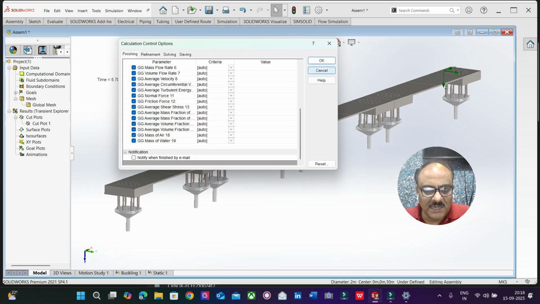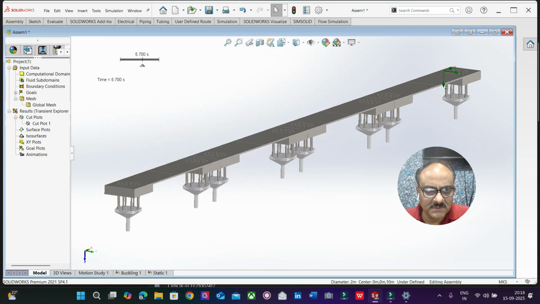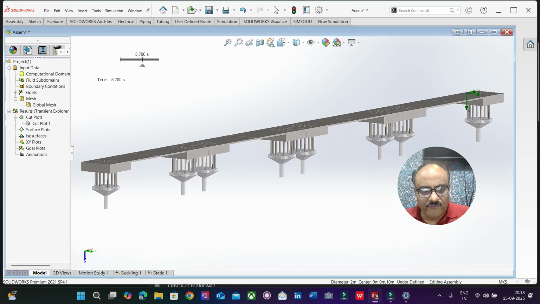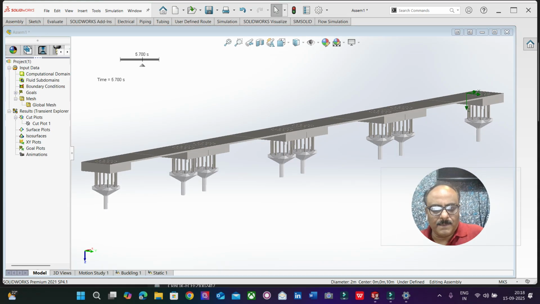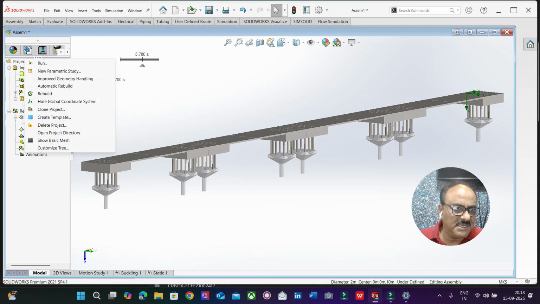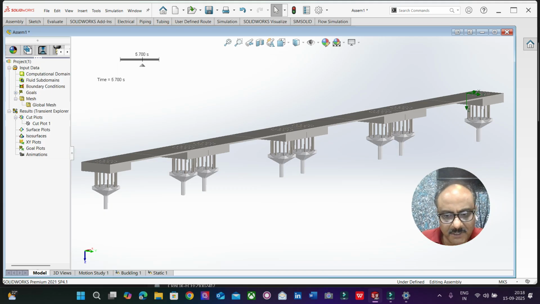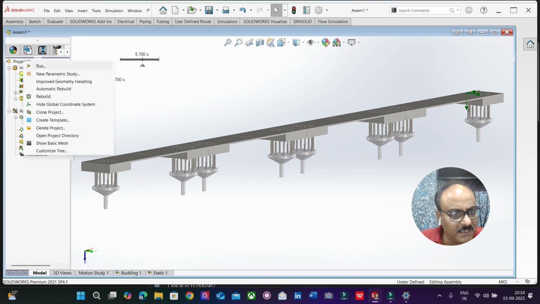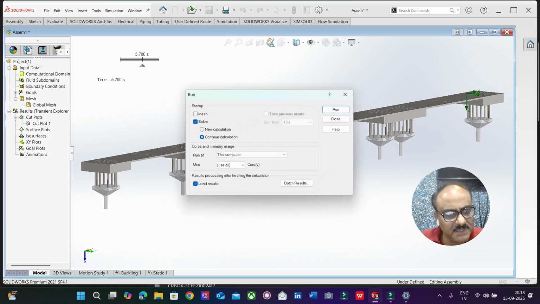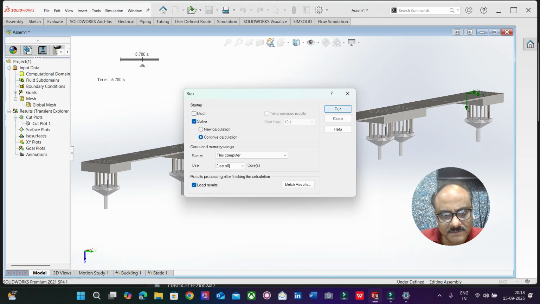Okay, once we are done with this, we perform the simulation, and we try to find out how the flow is going to influence the structures. So let me just run the simulation. I have run the particular simulation, and let me solve it. And now I am going to use all my 12 cores.